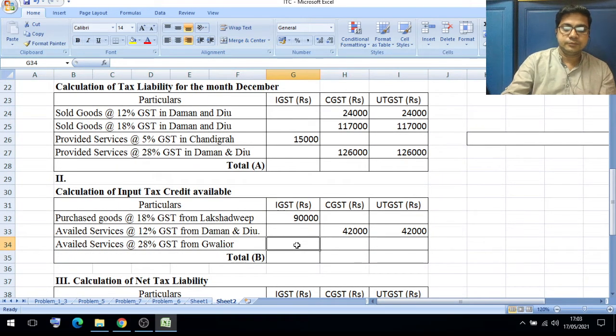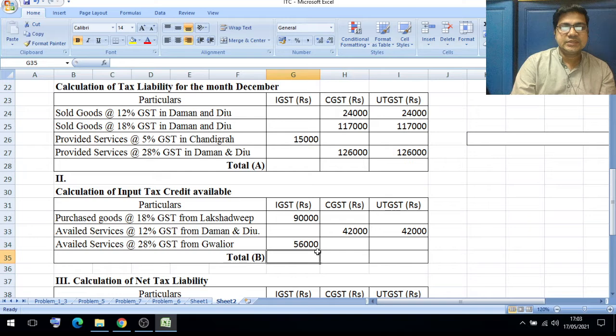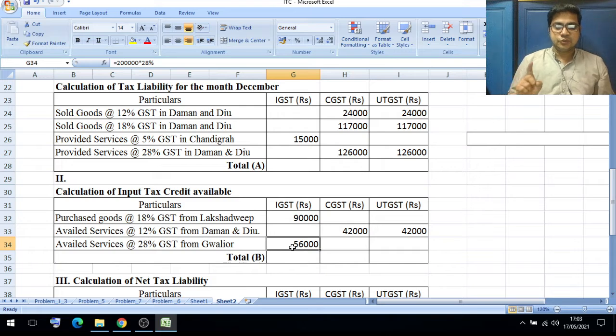So here 2 lakhs into 28%. So 56,000 is considered as IGST. So friends, you have to keep in mind, a transaction between one state and one union territory is a transaction belonging to IGST. It is an interstate and union territory transaction.